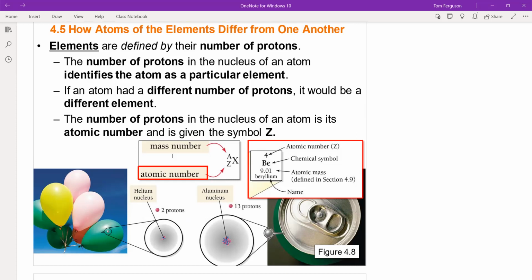So we have a chemical symbol. The symbol is either 1 character or 2 characters. If it's 2 characters, the first one has to be uppercase, no exceptions. The second part has to be lowercase, no exceptions. We have something.